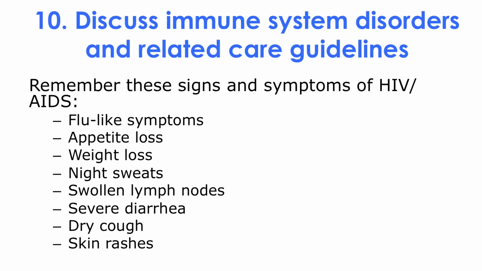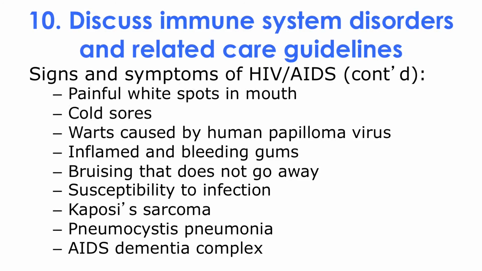So let's look at additional signs and symptoms of HIV and AIDS. You have flu-like symptoms in the beginning. That's one thing. And then you have appetite loss, weight loss, night sweats, swollen lymph nodes, severe diarrhea, dry cough, and skin rashes as well. Other things that come up are painful white spots in the mouth, cold sores, warts caused by human papilloma viruses, inflamed and bleeding gums, bruising that does not go away, susceptibility to infection, and Kaposi's sarcoma. So you have these red and purplish spots on your skin. Then pneumocystis pneumonia, and AIDS dementia complex, that group of different problems that start happening, such as later stages of dementia and confusion.